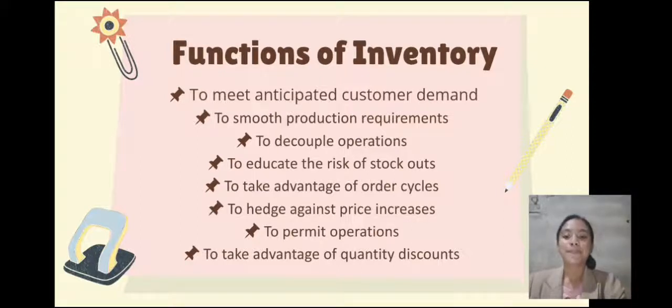Next function is to permit operations. The fact that production operations take a certain amount of time means that there will generally be some work in process inventory. In addition, intermediate stocking of goods leads to pipeline inventories throughout a production distribution system.